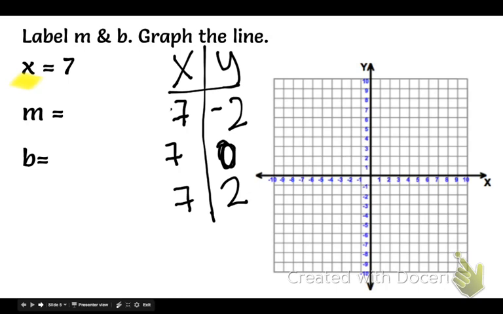So now I'm going to plot 7, -2. So I'm going to go right 7 and down 2. Then I'm going to plot 7, 0. So I'm going to go over 7 and stay there. And then 7, 2. So I'm going to go over 7 and up 2. I'm going to grab my straight edge and I'm going to go ahead and draw in my straight line. Put some arrows on there. And hopefully you can see at this point that I have a vertical line.